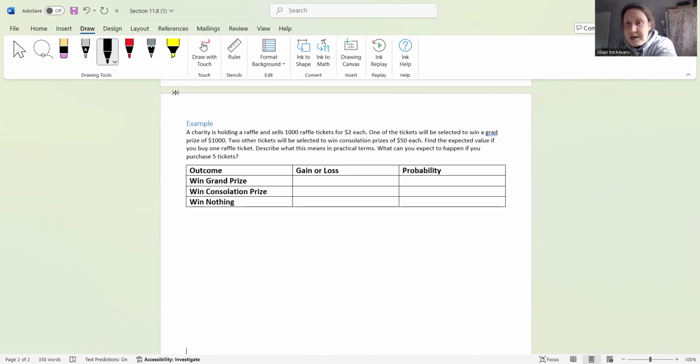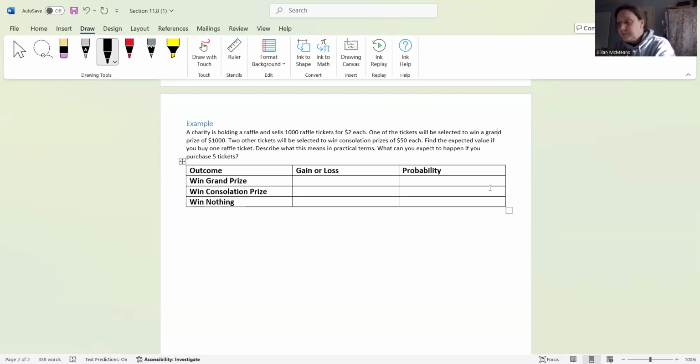This one says a charity is holding a raffle and sells 1,000 raffle tickets for $2 each. One of the tickets will be selected to win, that should say grand prize. Pardon me, let me fix it right now. One is selected to win a grand prize of $1,000. 2 other tickets will be selected to win consolation prizes of $50 each. Find the expected value if you buy 1 raffle ticket. Describe what this means in practical terms. And then what could you expect to happen if you purchase 5 tickets?